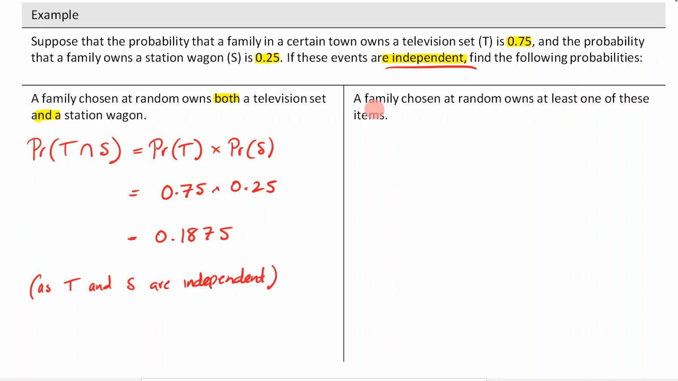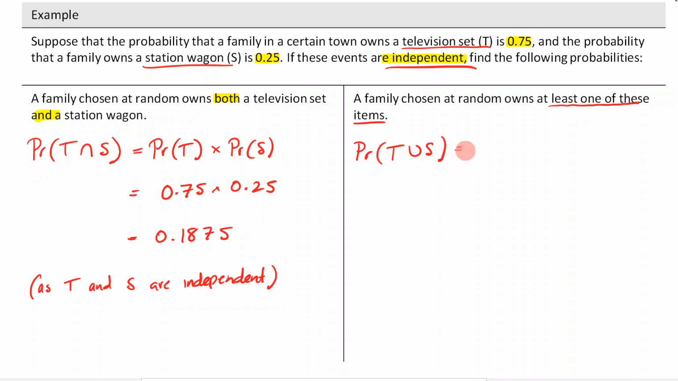Okay, next. A family chosen at random owns at least one of these items. Now, we're not finding intersection here. What are we trying to find? Well, what we're finding here is T union S, because they either own a television set or a station wagon. They don't need to own both, they just need at least one. So we're thinking of "or" here, and that's union.